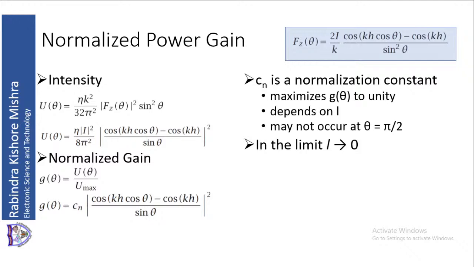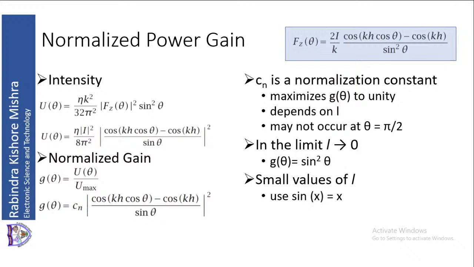Now, if you are in the limit L goes to 0, which is again going to the Hertzian dipole, in that case G(θ) is equal to sin squared θ. Otherwise, if L is not going to 0 but L is small, then as you know, sin x by x is equal to 1 for small x, so sin x is equal to x. If you use this relation for small values of L or small h, we will get the current.